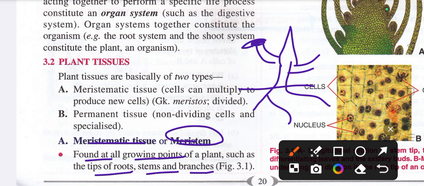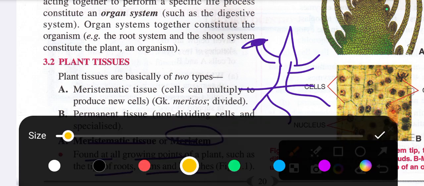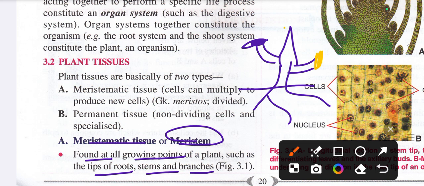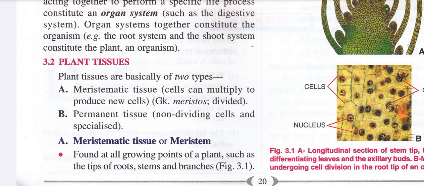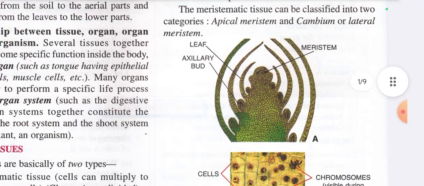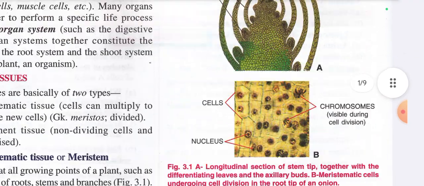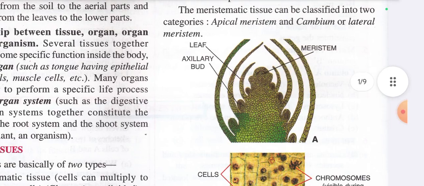So at their tip over here, at the tip of the root and shoot, everywhere this meristematic tissue is found. This means everywhere in all the growing points of the plant, as you can see in this figure.